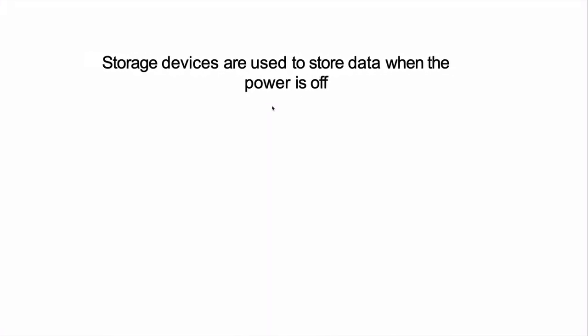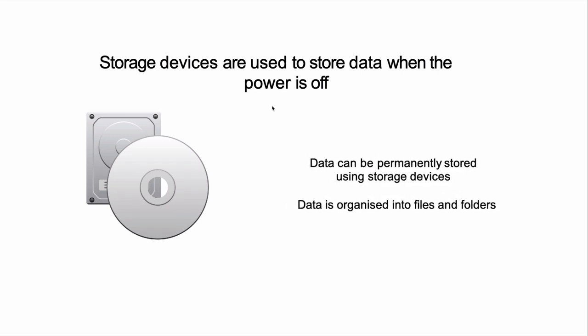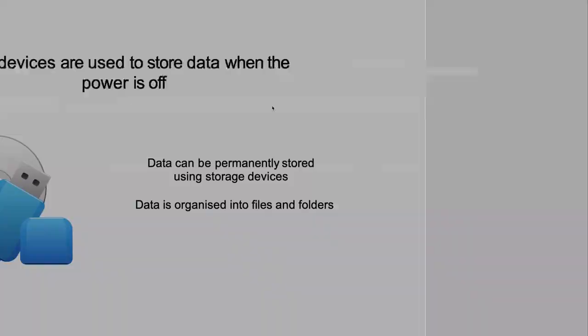So storing the data permanently needs other storage devices. For example, we have a hard disk, we have CD drives, we have USB flash drives. We can use these devices to store data permanently. Data can be permanently stored, and also it is organized into files and folders.